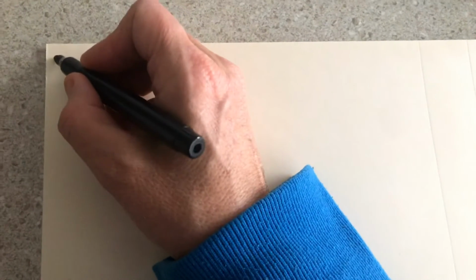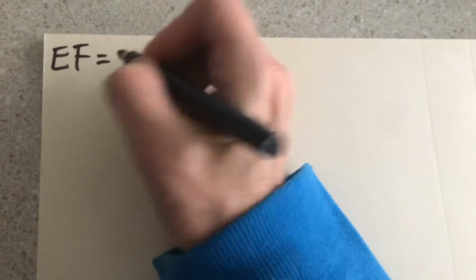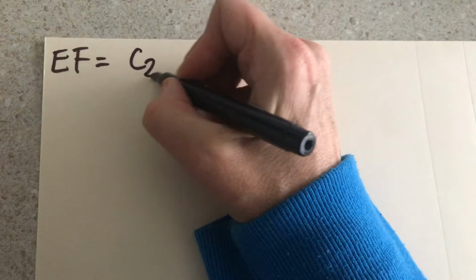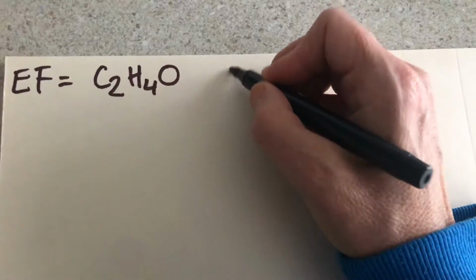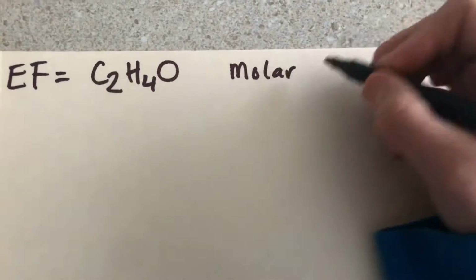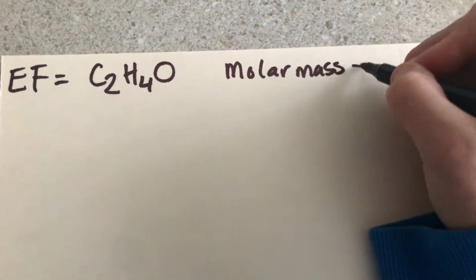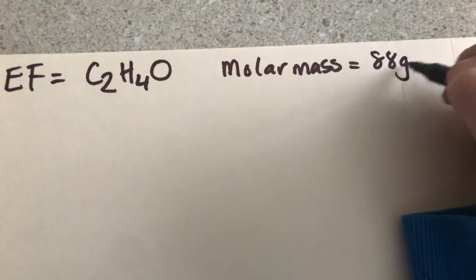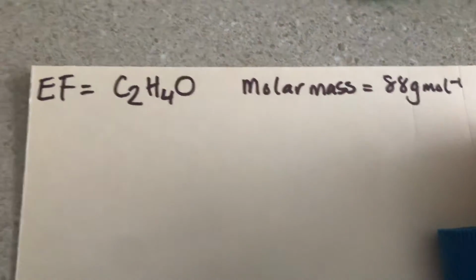Right, I'm going to make this my last one. So the empirical formula I'm going to work with in this video, remember we get given this, is C2H4O, and my molar mass I have figured out in this case is 88 grams per mole. Now this one's a little bit trickier.